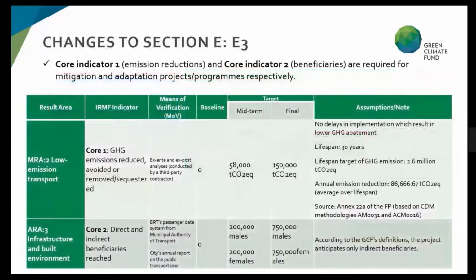The BRT project, our case study, was classified as a cross-cutting project, and therefore core indicators 1 and 2 have been included. Note that these 2 indicators are required. Core indicator 1 must be included for all mitigation projects and programs, and core indicator 2 should be tracked and monitored for adaptation projects and programs.